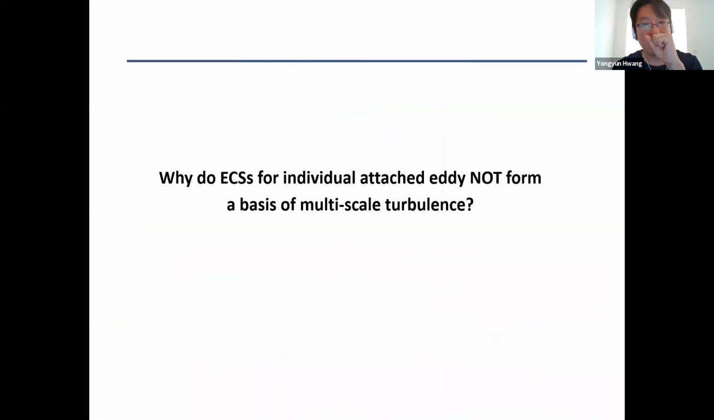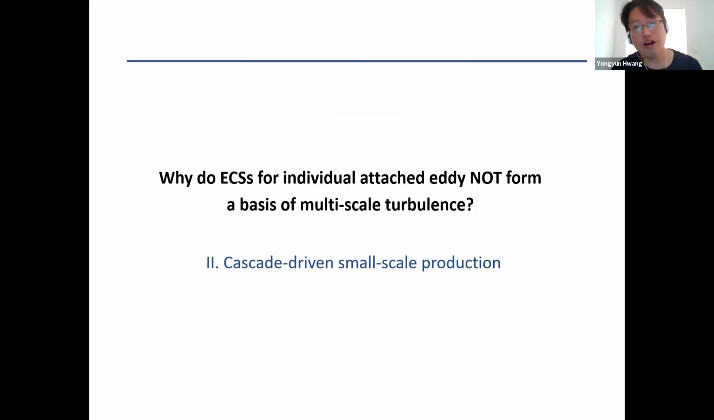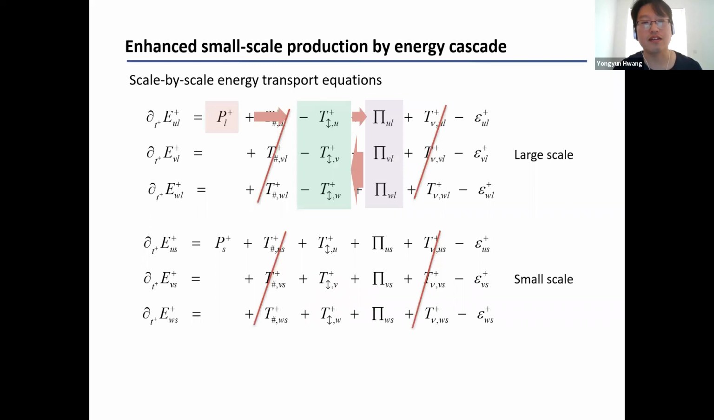So that was the first problem that we found. The second thing is that there is also small scale production that is not captured by the exact coherent states. That is also driven by the energy cascade. So exactly the same schematic applies here. You still have production sending energy to the nonlinear and pressure strain components, and then you have an energy cascade to small scale.